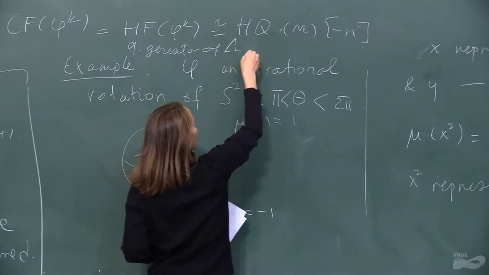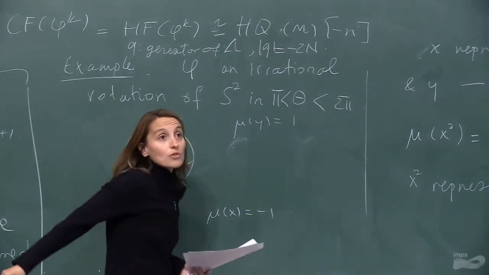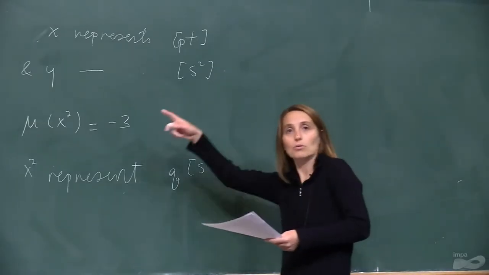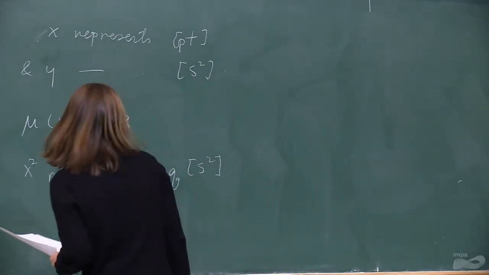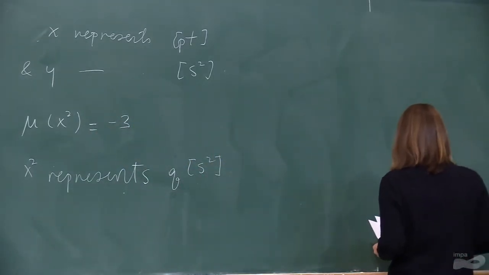I'll write it this way. With my conventions, it is of degree twice the minimal Chern number. So for this example, this is a degree minus 4 term we have here. In the quantum world, the degree of this is minus 2. When you do the shift, it is minus 3, basically. Okay, so x squared represents q times x squared.